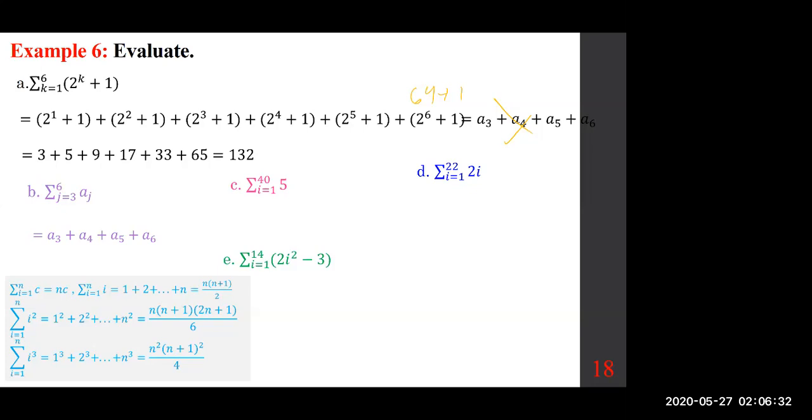Which one of them would you use? For part C, which formula are we using? Anyone? Is it the first one? Obviously, perfect. NC. So what is N? We have 40 of it. What is that constant? The 5 is being repeated. Perfect. The answer is 200. All right.